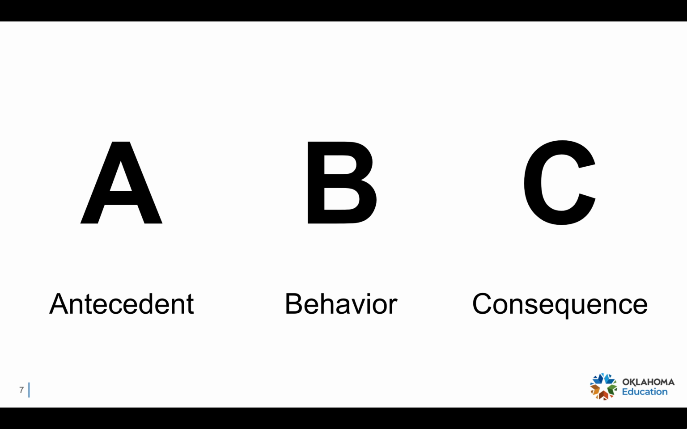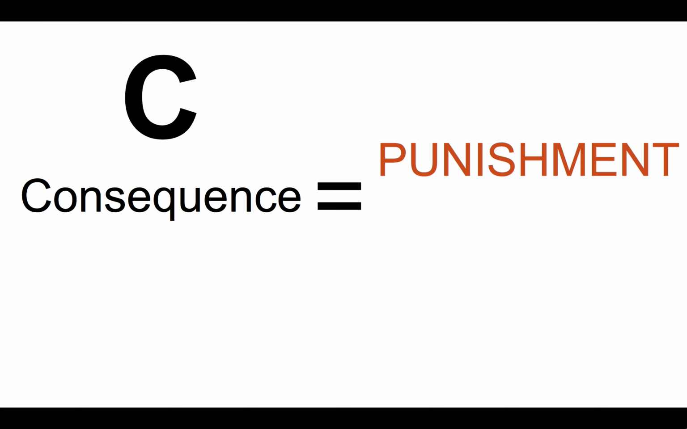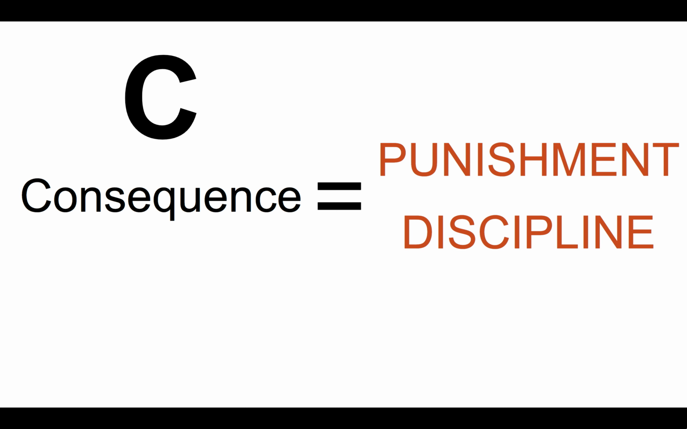Finally, we have C, consequence. The resulting event or outcome that occurs immediately following the behavior. Consequence is what happens right after the behavior, and the science of behavior tells us that this maintains problem behavior. Whatever you do after behavior is going to either increase the likelihood that it'll happen again, which is called reinforcement, or decrease the likelihood that it will happen again, and we refer to this as punishment, but not in the sense of discipline. So really, it's a math equation, plus or minus.